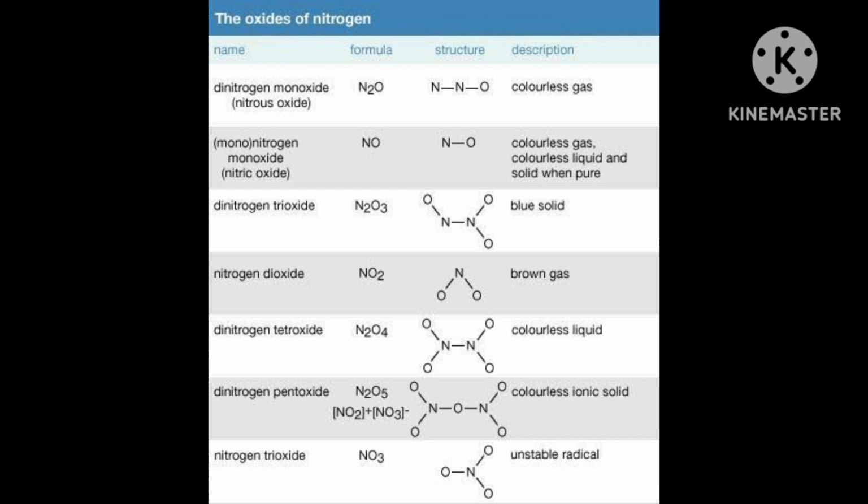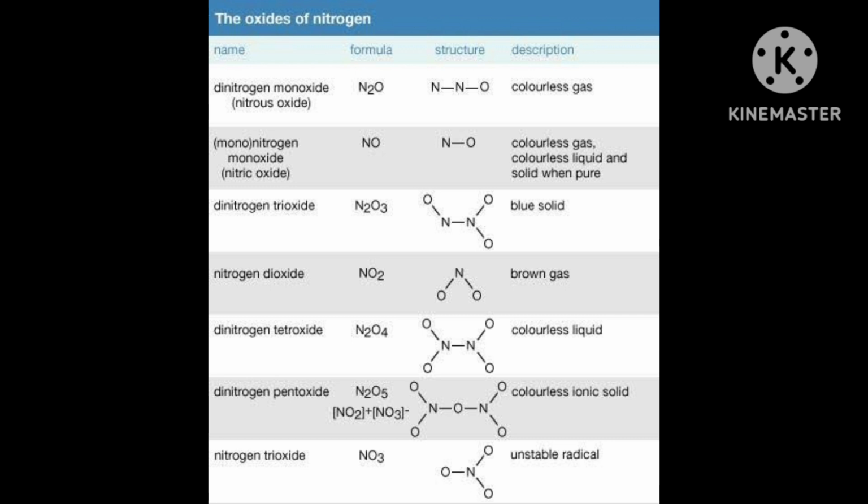Nitrogen dioxide, NO2. How will you get it? You will get this by strong heating of lead nitrate, Pb(NO3)2, lead nitrate, a very important reaction.